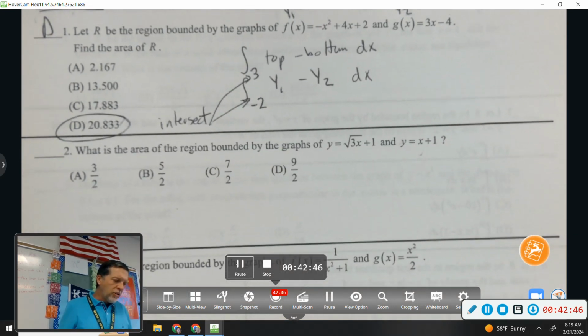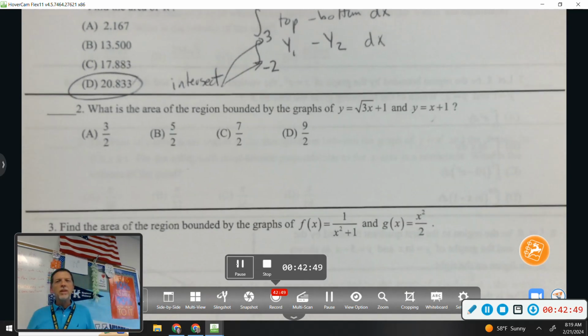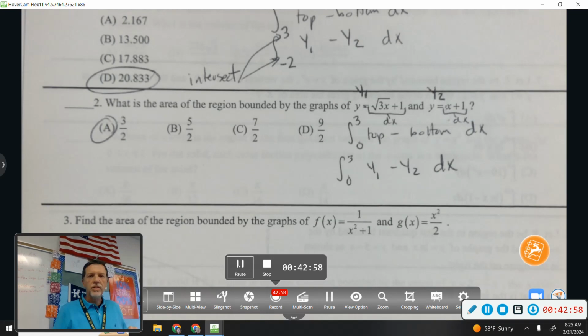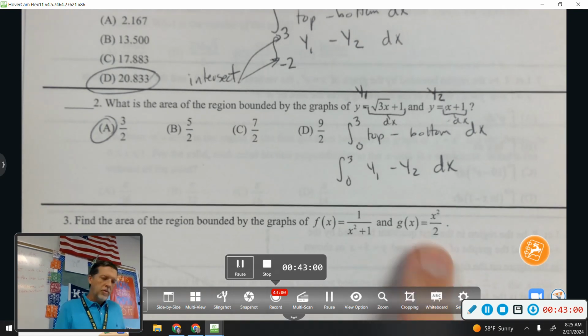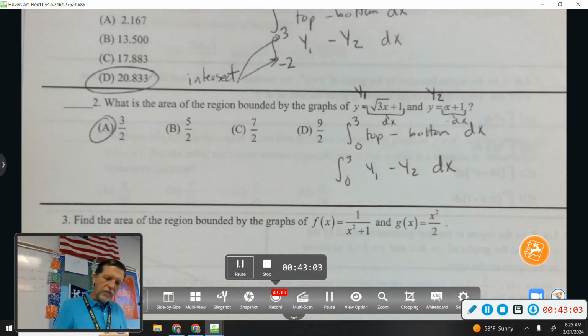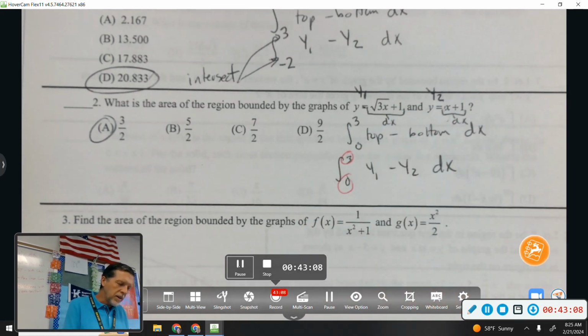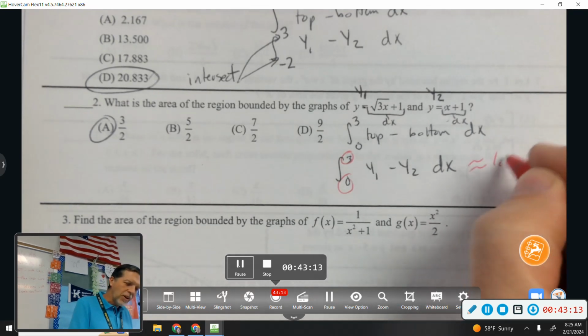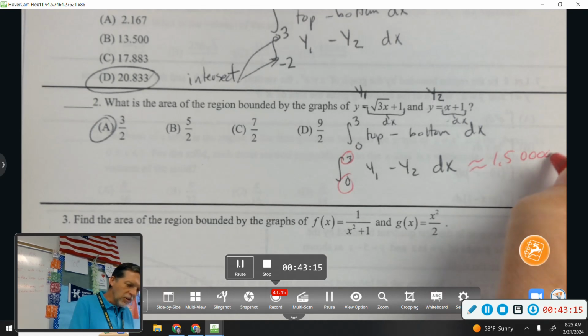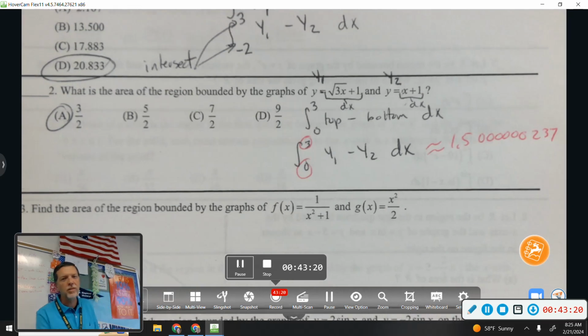All right, why don't you try number 2? Same type of problem. You've got two equations. You've got to figure out which one's the top and bottom. You've got to figure out what your limits are. So there's the setup. You had to find the intersections. Top minus bottom. Some of you saw this: when you get an answer on the calculator, it's like 1.5 and then a whole bunch of zeros and then 237 is what mine was. Yours might even be a little different than that.